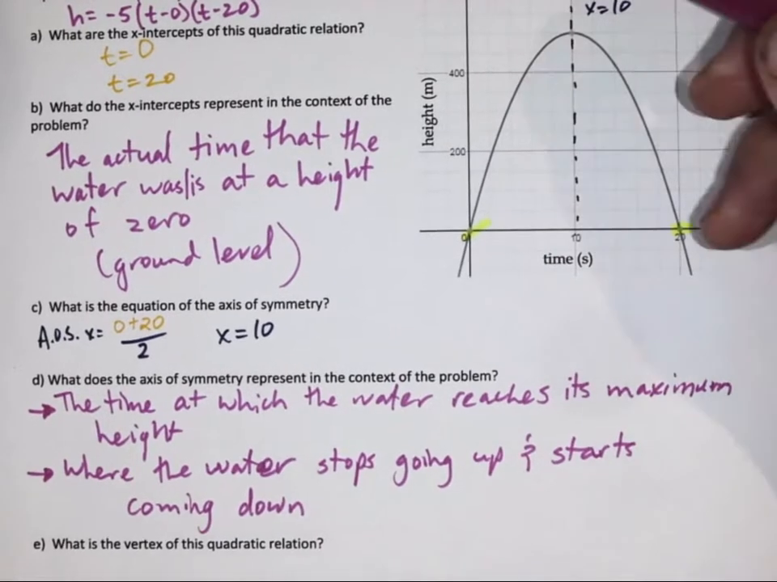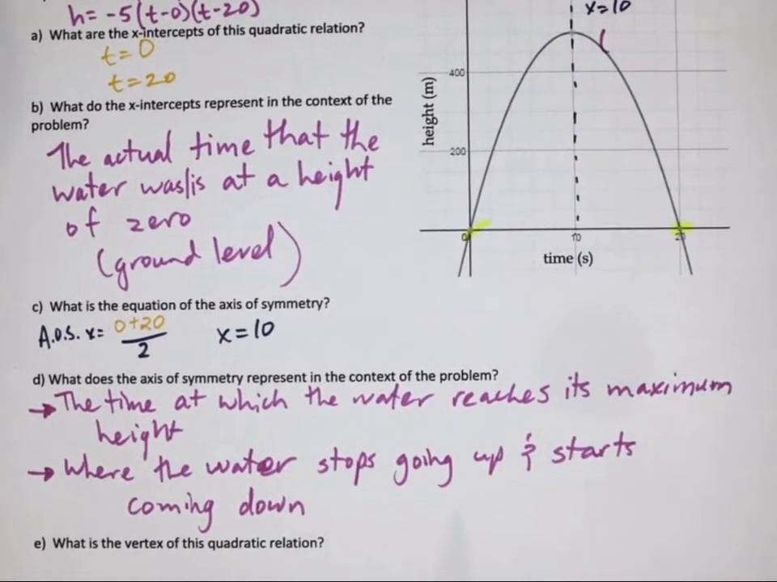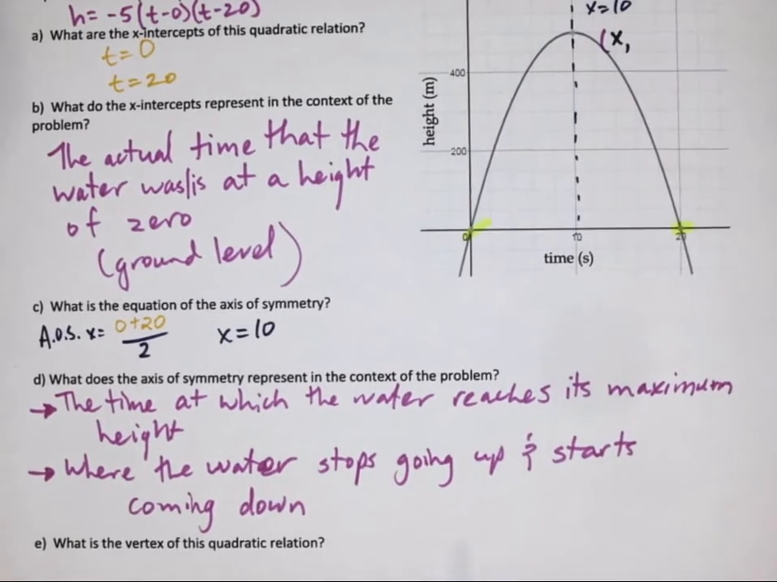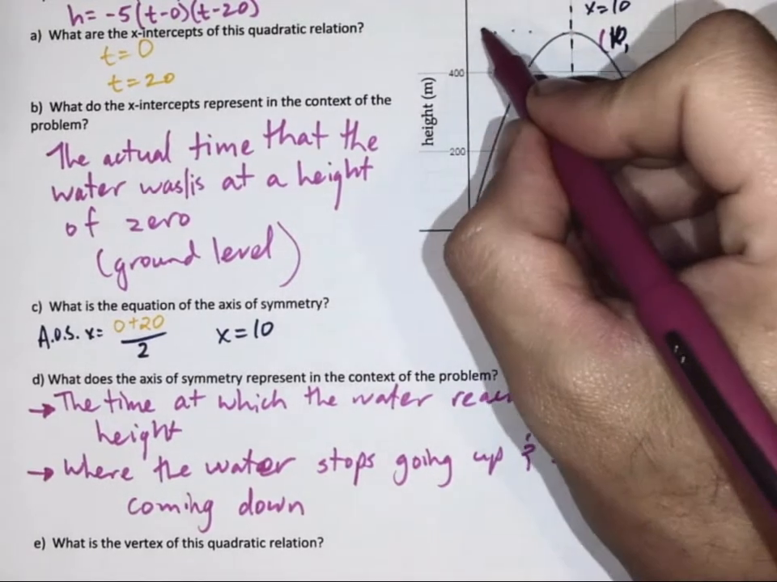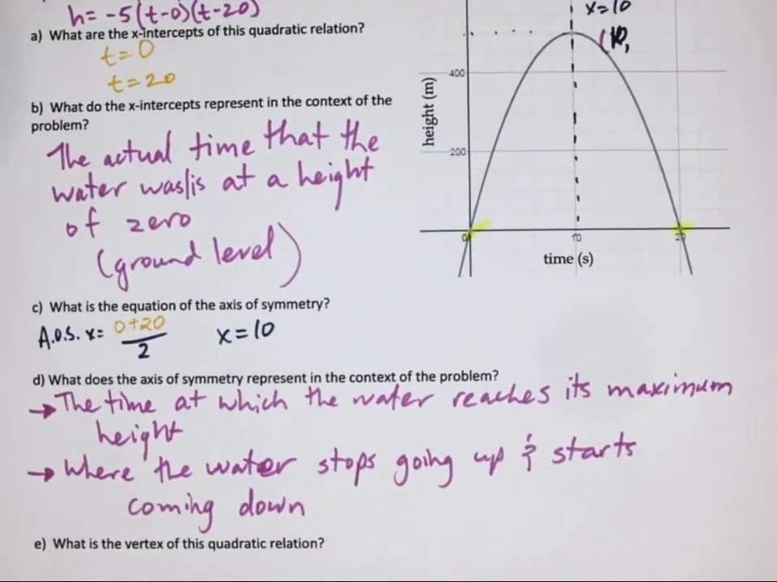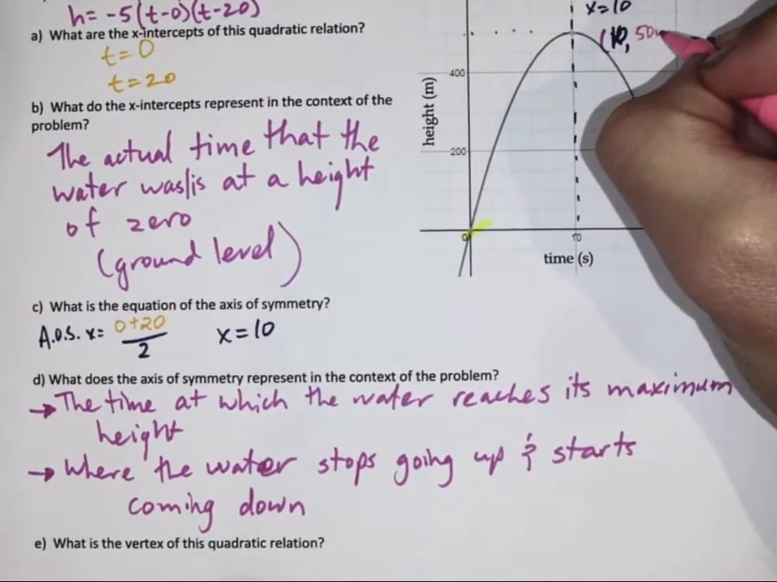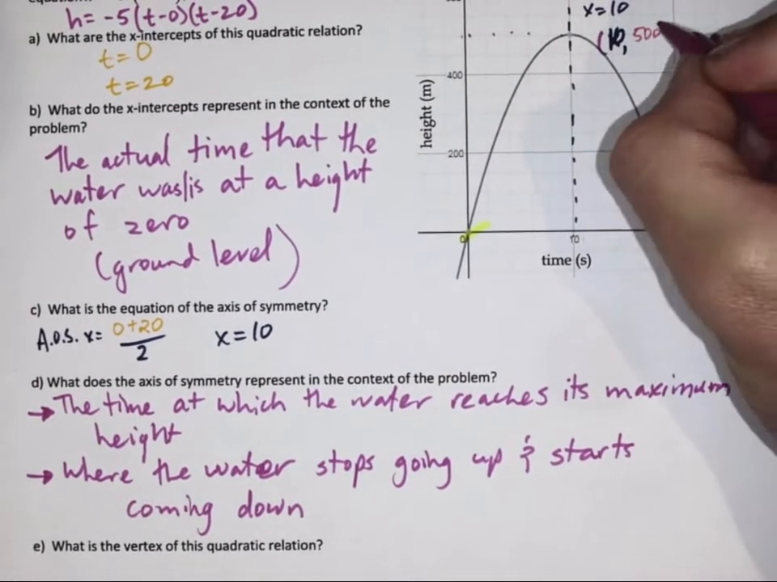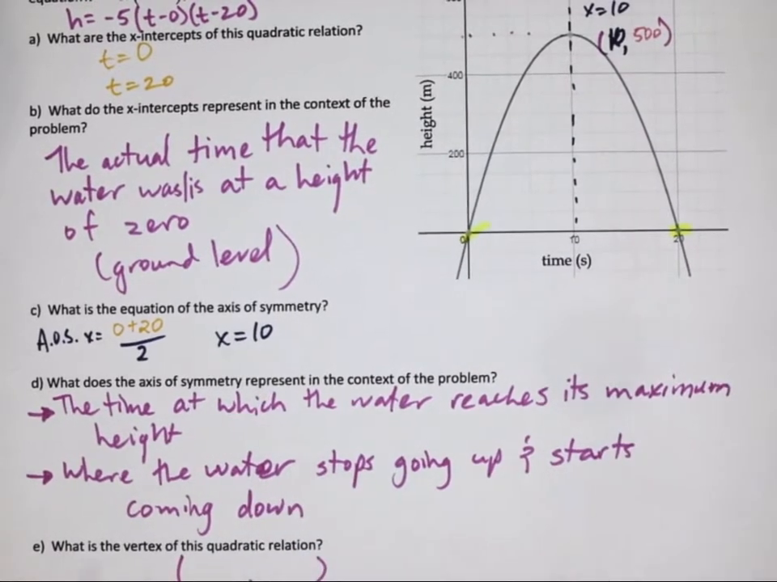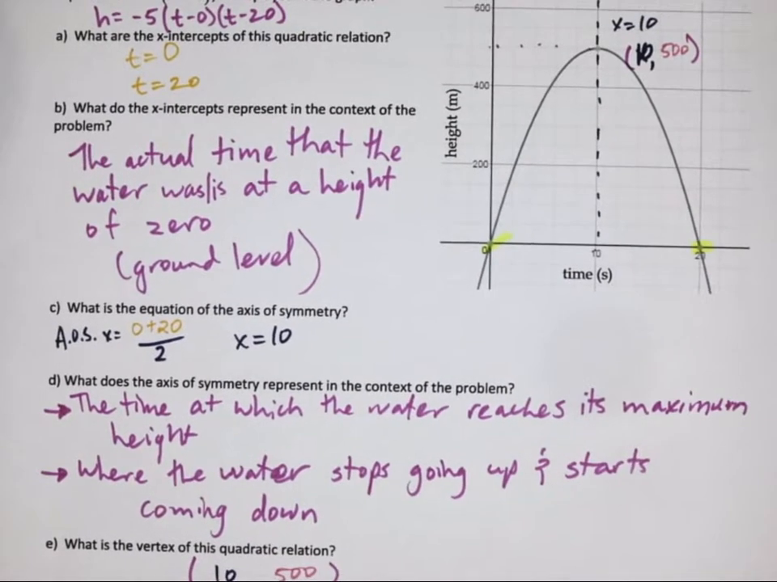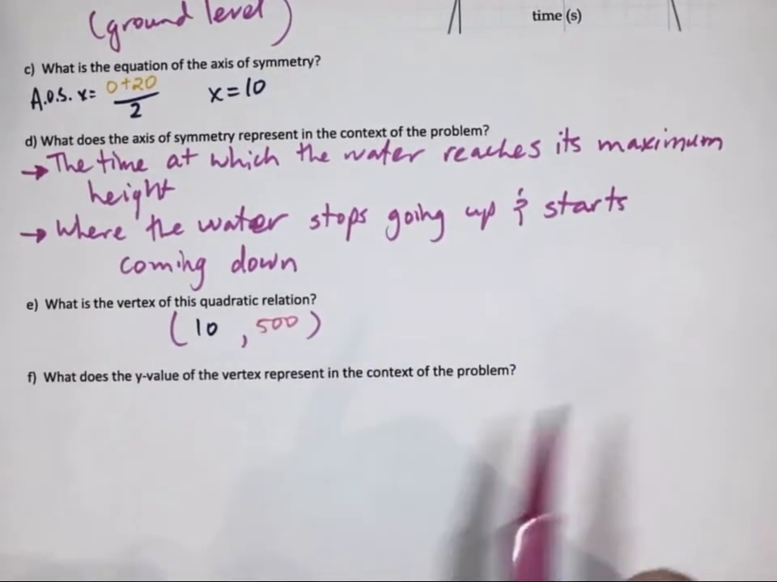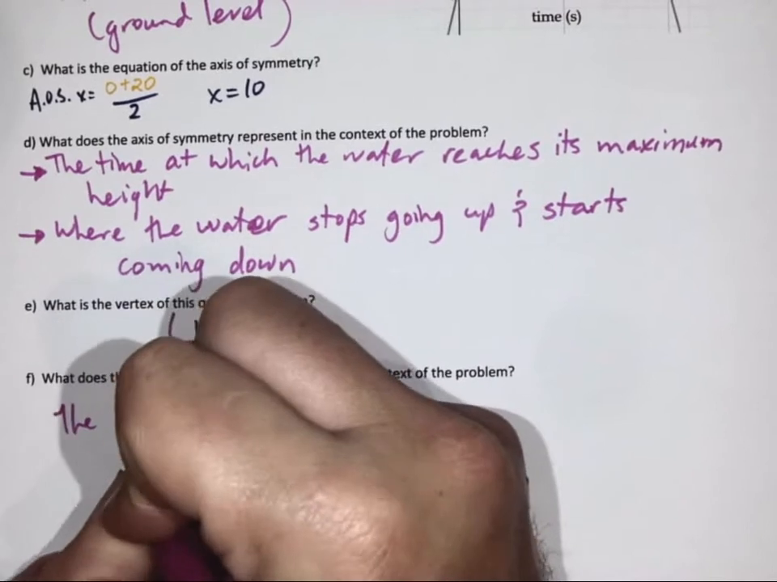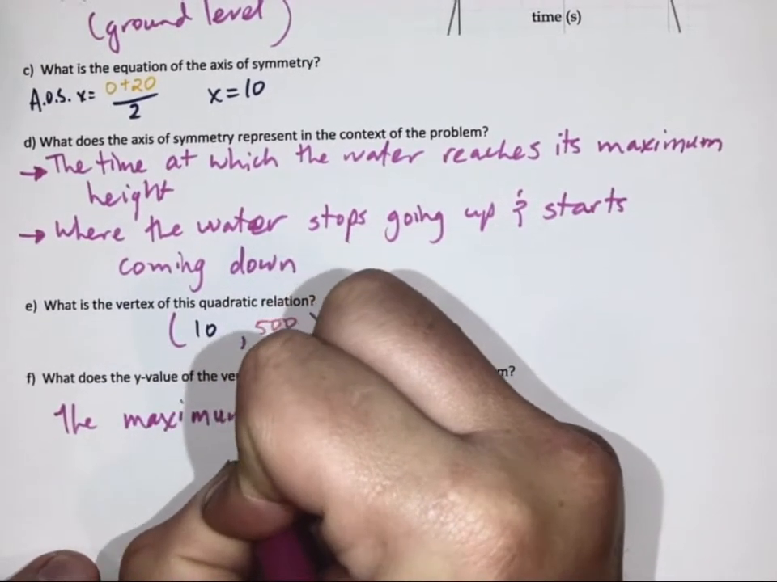Now what's the vertex? Again, we can see that that point there is 10, and when we take it across, it's halfway between 400 and 600, so it's 10, 500. The y value of the vertex, what does it mean in the context of this problem? Again, that's the maximum height reached by the water.